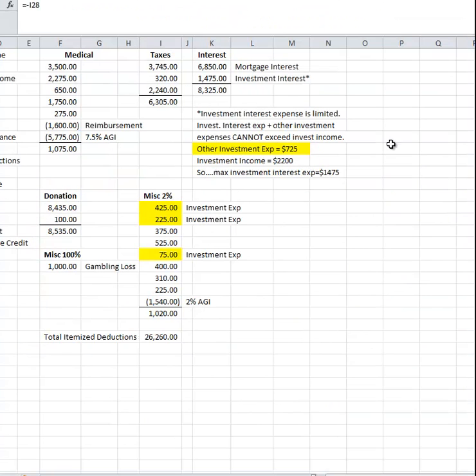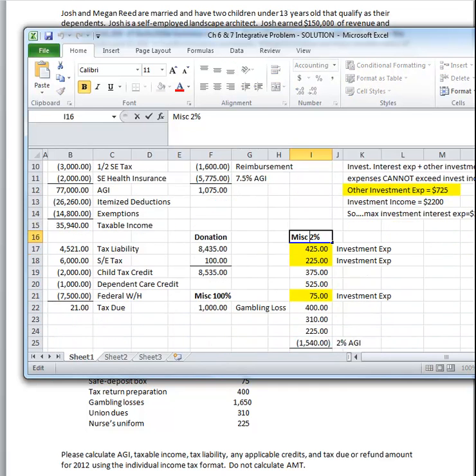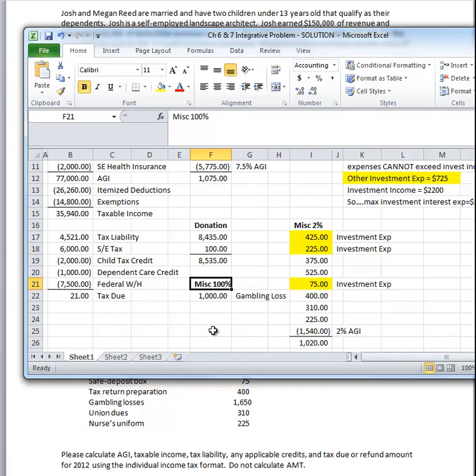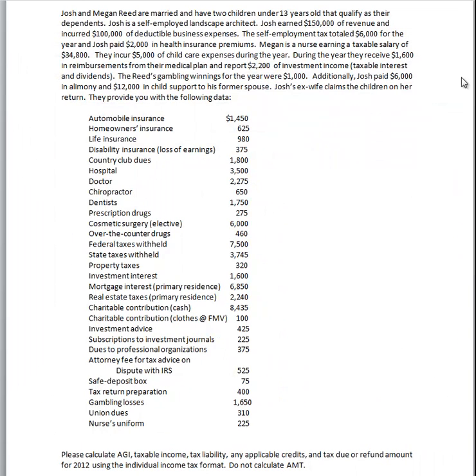So if you'll see here, I have broken my itemized deductions down into the categories of medical expenses, taxes, interest, charitable donations, miscellaneous deductions that are subject to the 2% limitation, and then the miscellaneous with no floor limitation. So let's now look back at the list, talk about whether we think it's deductible or not, and what category it's going to go into.